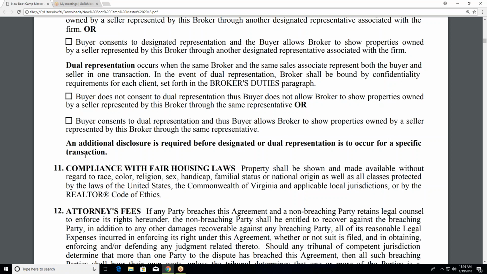Okay? So you've all heard fair housing. Property shall be shown and made available without regard to race, color, religion, sex, handicap, familial status, or national origin, as well as classes protected by laws of the United States, the Commonwealth of Virginia, and applicable local jurisdictions, or by the Realtors Code of Ethics. So one of the things that's just recently happened with the Realtors Code of Ethics is it's not listed here specifically, but the gender situation.